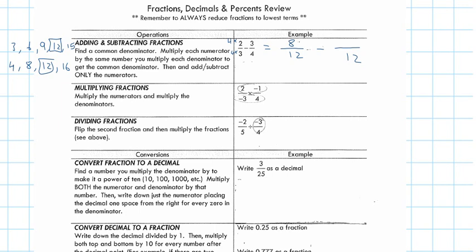All right? Same thing for my second fraction. What do I multiply 4 by to give me 12? And anything I do to the bottom, I have to do to the top. Right? So that gives me a 9.